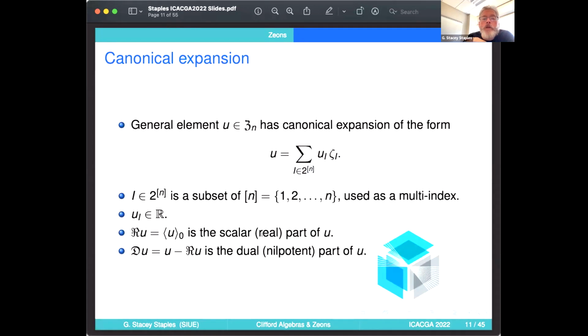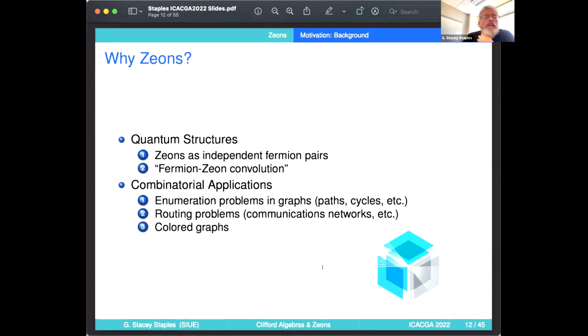Some notation, the scalar part, I'm also sort of using this grade projection notation. So the scalar part, here it's real. The first ones that I did were always real. Since then, I've done some work with Zeons with complex coefficients. But there's a real part and a dual part. The reason for the word dual is because you can think of these as higher dimensional dual numbers. So it's sort of an algebra of dual numbers.